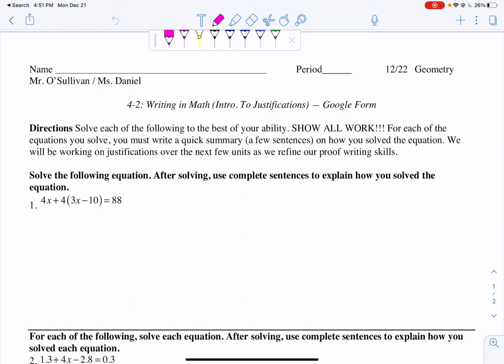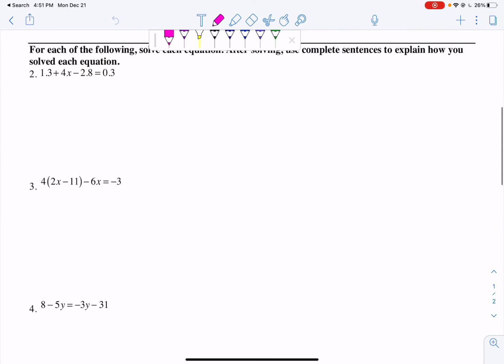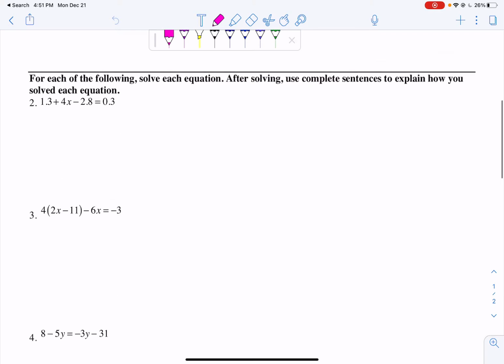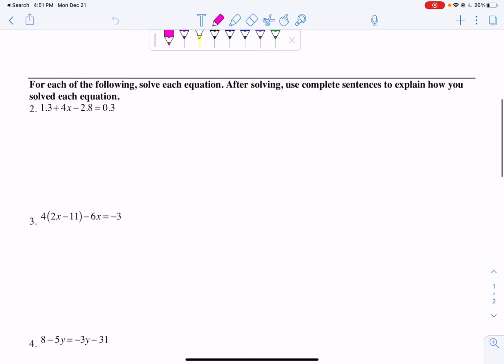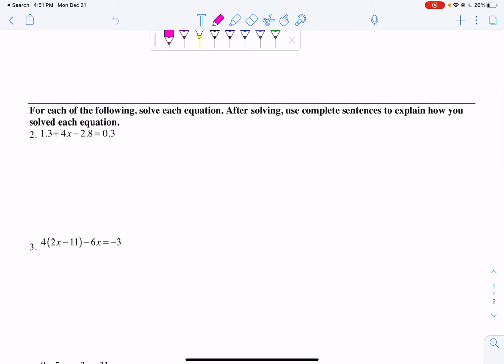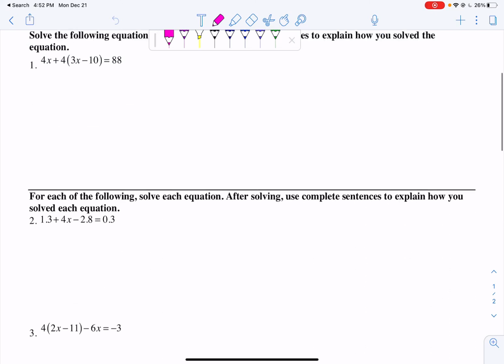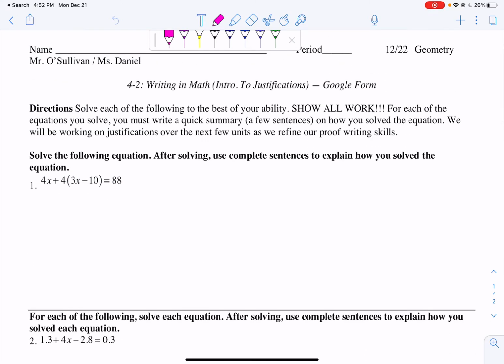On the Google form, you're doing these 3 questions. And on the Google form, it's going to say specifically solve the equation. And then there's going to be a spot for you to upload your work on the Google form. And then you're going to use complete sentences to explain what you did. And I'm going to show you exactly what I mean by complete sentences.